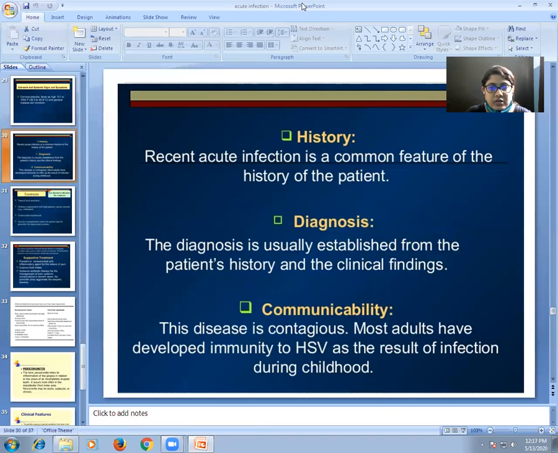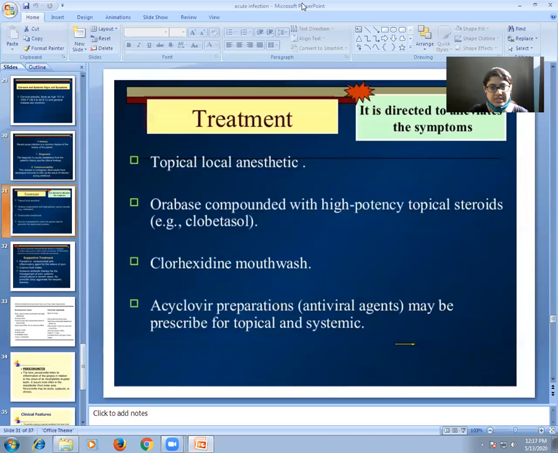So, how will you diagnose? The diagnosis is usually established from the patient history and clinical findings. Communicability. This disease is contagious. Most people develop immunity to HSV as a result of infection during childhood. So, this is a communicable, contagious disease which occurs mostly in children.